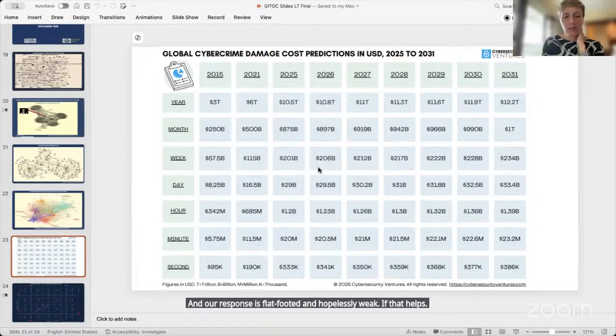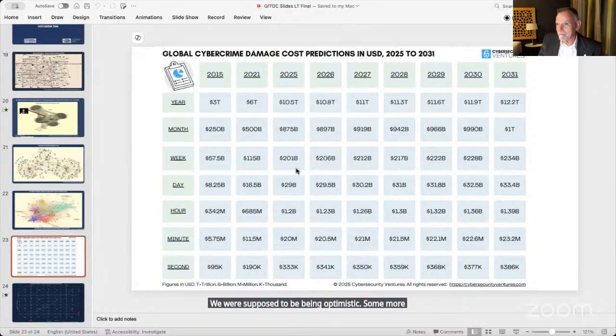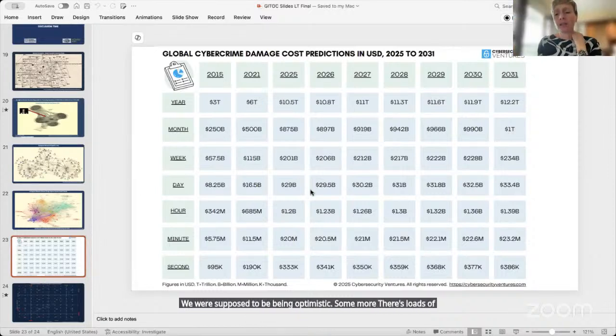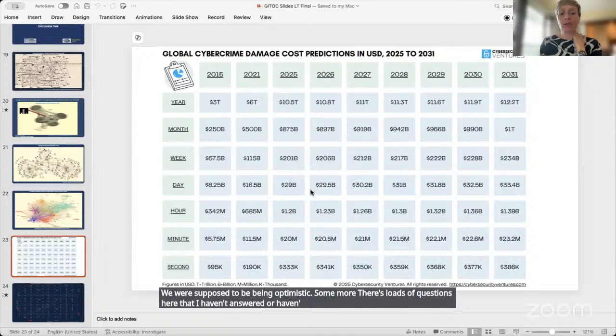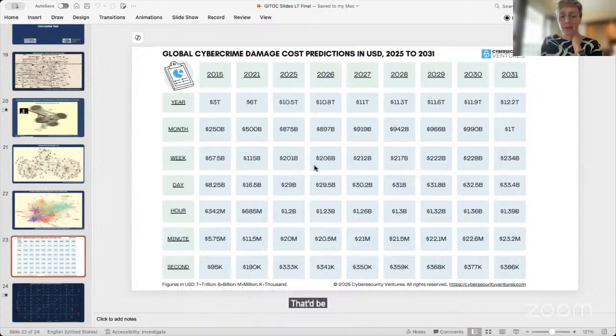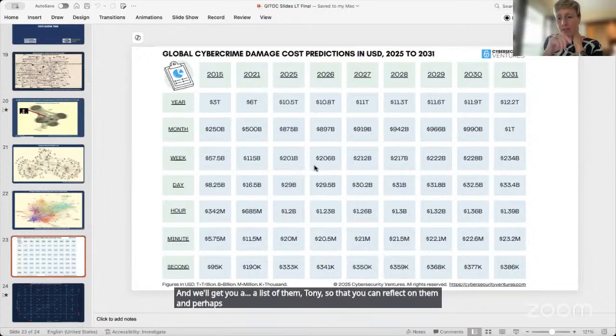We were supposed to be being optimistic. Well, we do know some more about it. That's a basis for optimism. There's loads of questions here that I haven't answered or haven't asked you, which I'm really sorry for, and we'll get you a list of them, Tony, so that you can reflect on them, and perhaps we can address them on the YouTube chat later.